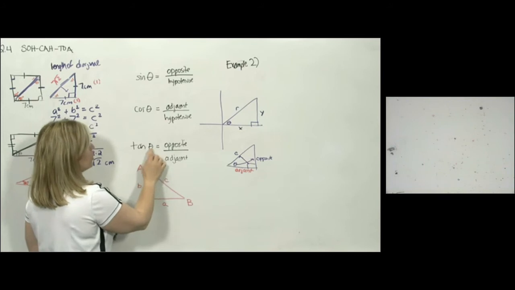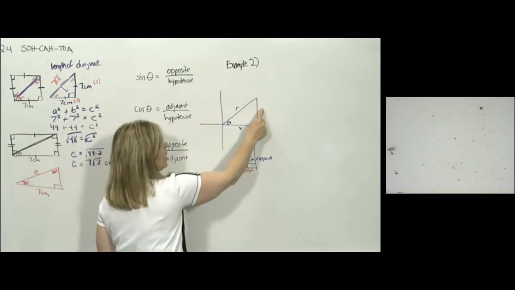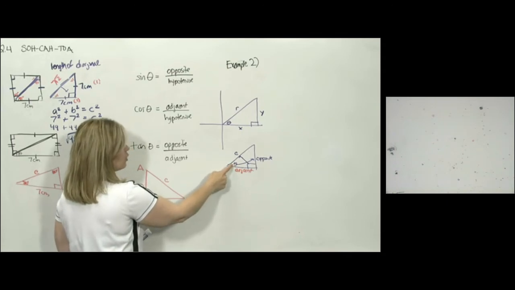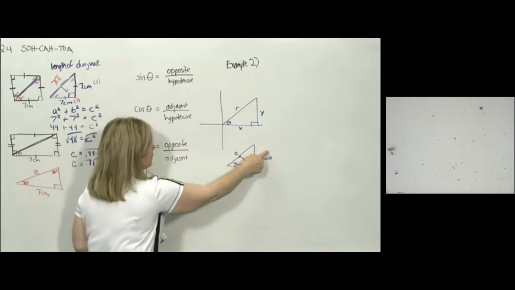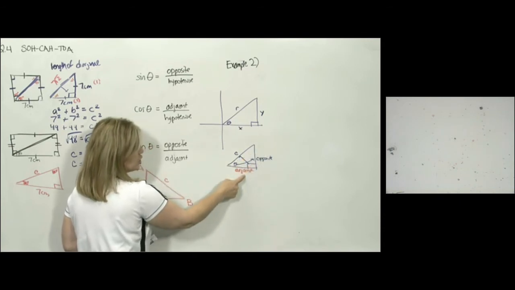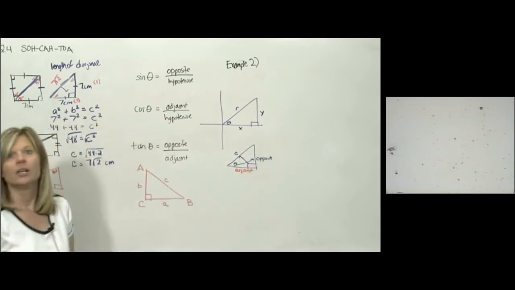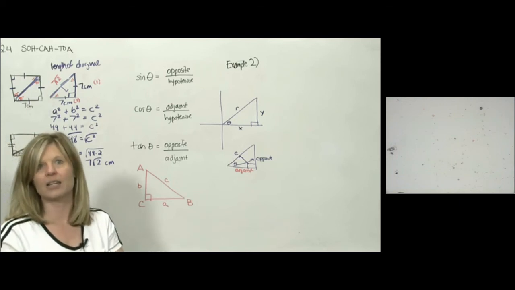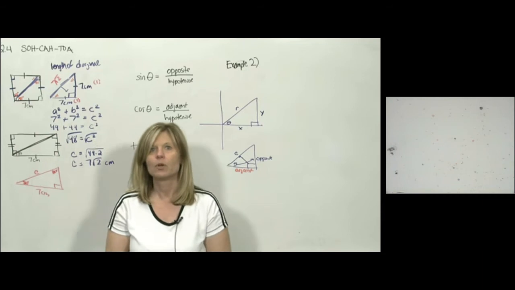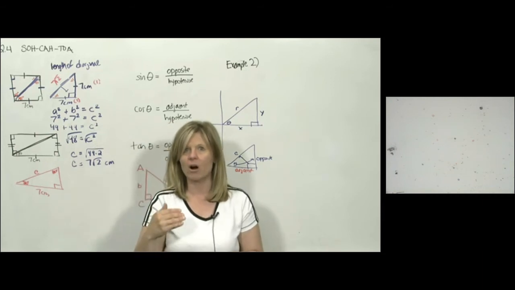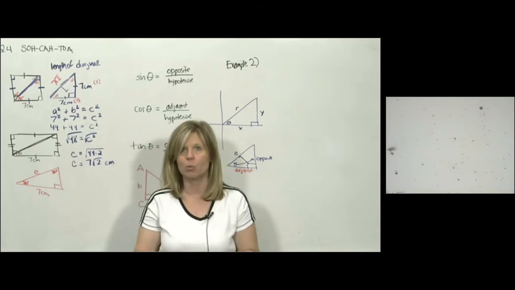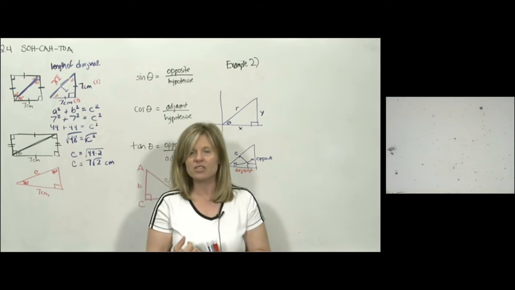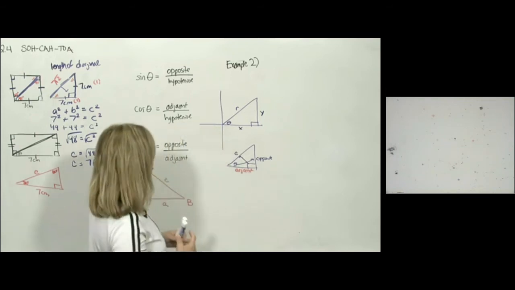Tangent. We know in the coordinate plane, tangent was y over x. Well, here's the angle theta, our acute angle. Tangent is now opposite, that's the y, over adjacent, that's the x. So all we're doing in this chapter, because we're taking the triangles out of the xy axis, is not using the definitions y over r, x over r, y over x. We're going to use words: opposite, adjacent, hypotenuse.